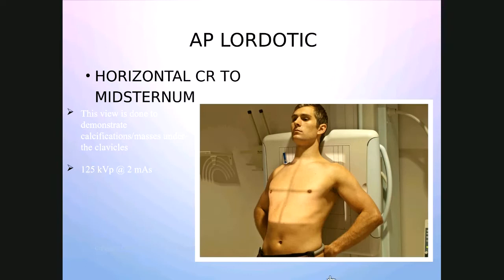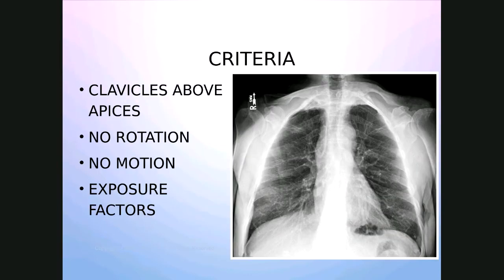So the image would actually come out looking like this, where you can see the clavicles right here, and they are projected above the apex of each lung. So you've got the apex of the right lung, apex of the left lung, and clavicles are above both. You can see the air-filled trachea here. They did not clip the costophrenic angles, which is important, and the clavicles are up out of the way. There's no rotation. You can tell that the clavicles are equidistant from the center. There's no motion, and that actually is really good exposure factors. And we used 125 kVp at 2 mAs on this particular image.